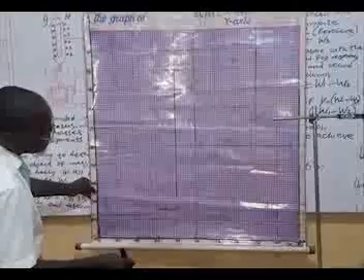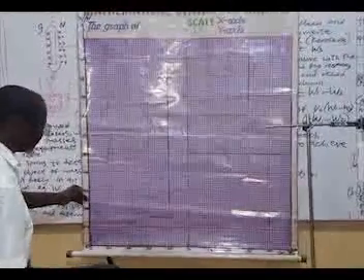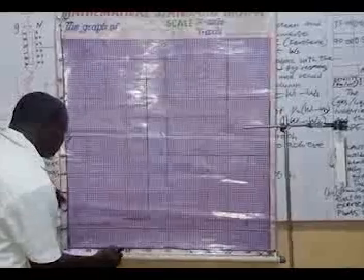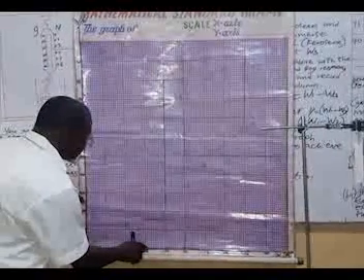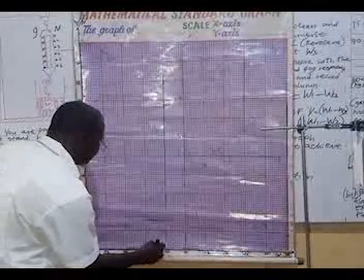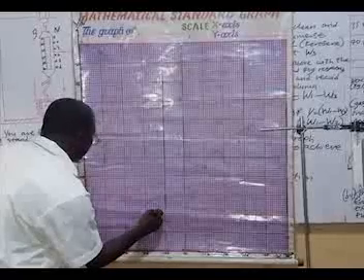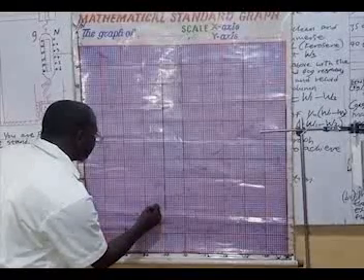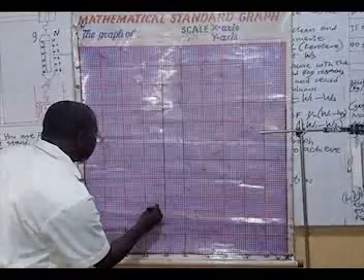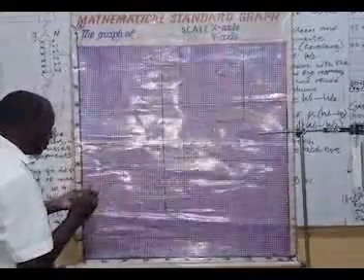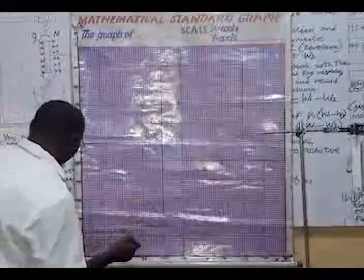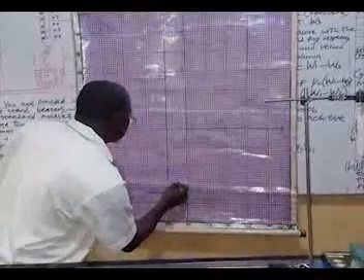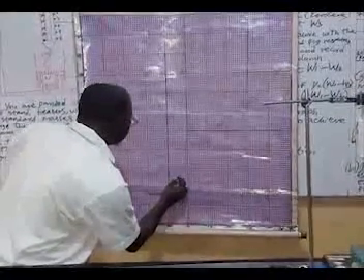On the x-axis is 0.07. 0.07 will be between 0.06 and 0.08. That is 5 small squares. 1, 2, 3, 4, 5. You produce it upward. Then you draw your point.